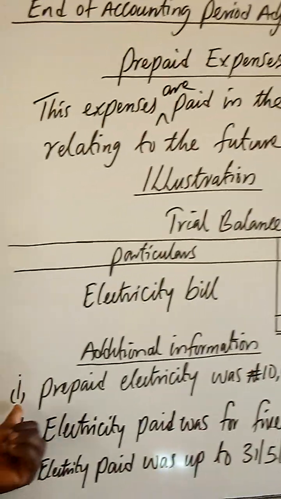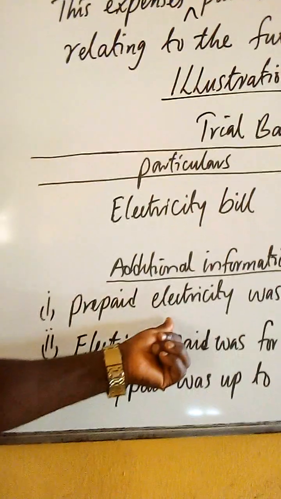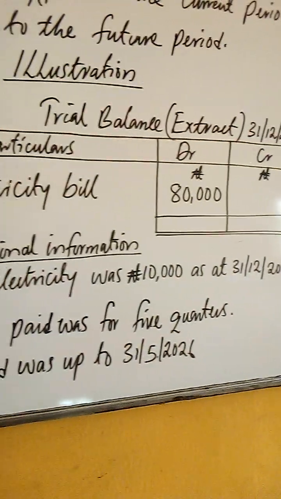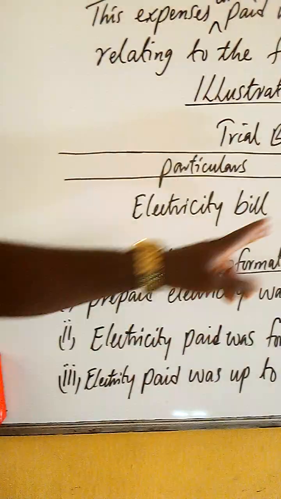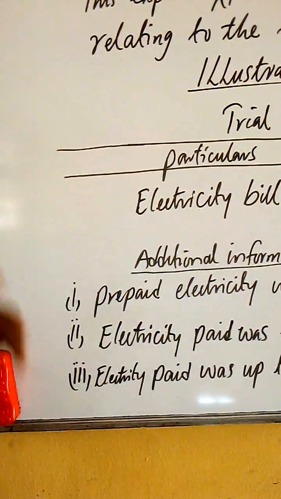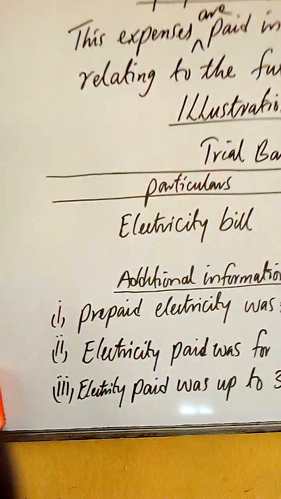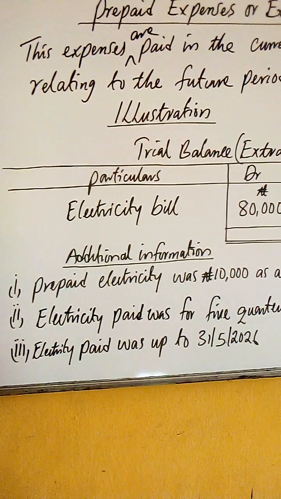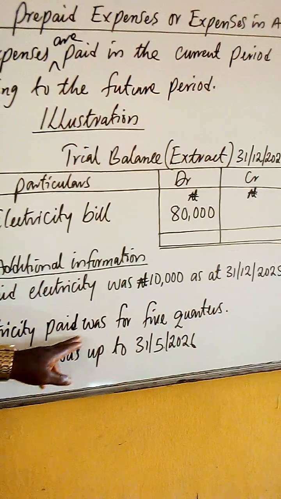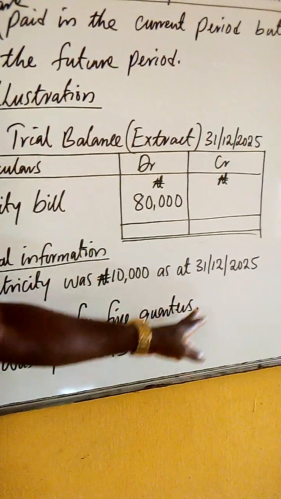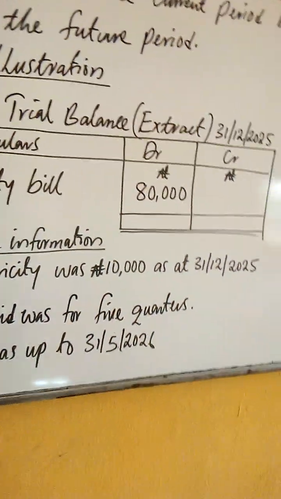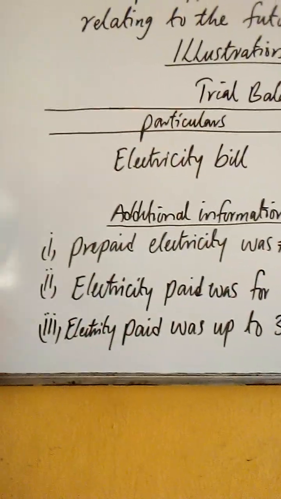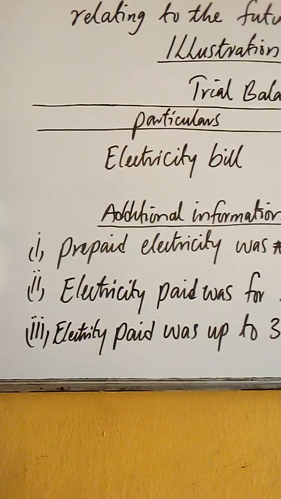Let's look at the first one. The first one says prepaid electricity was 10,000 as at 2025, meaning there was a prepaid amount after the 80,000 that was paid, 10,000 in respect of another year. Look at this, another scenario. It's saying that electricity paid was for 5 quarters. Here, the amount is not mentioned, but they're telling you that the 80,000 that was paid is for 5 quarters, meaning there's a prepayment. I will explain as we go ahead.